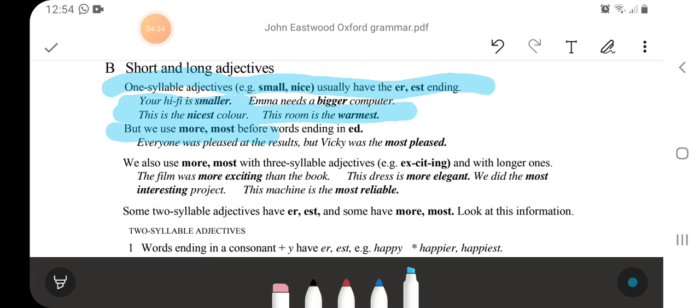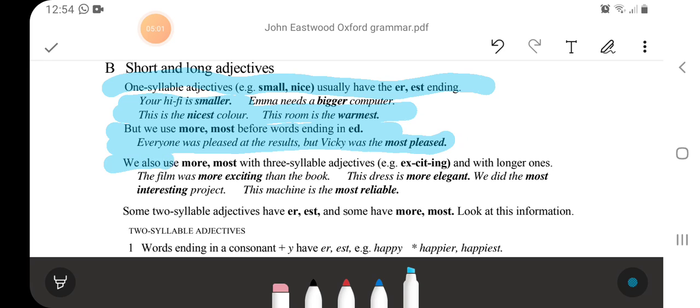But we use more, most before words ending in ed. Second thing, when we use more and most, you should underline it and write it down. Sometimes a few words end with ed. So whenever, like pleased, he is pleased to meet me. Here we can't use er because it already has the suffix ed. So there we will use most or more.